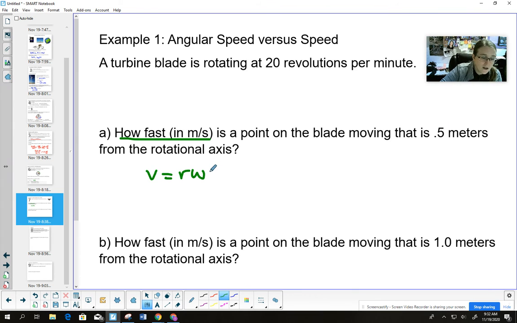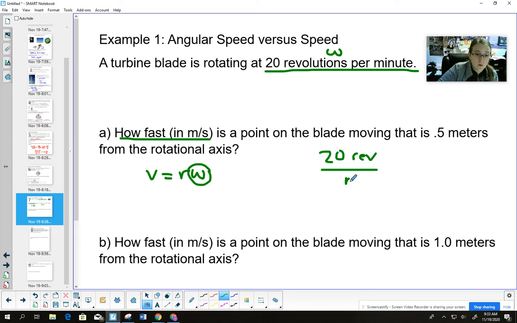So we need to know what this is in radians per second. We have it in revolutions per minute. This is the angular speed, but it's not in the right units. So I want you to try it real quick. We just did it before. Try it one more time. Get 20 revolutions per minute into radians per second. Look back to that question we just did if you need to try it.